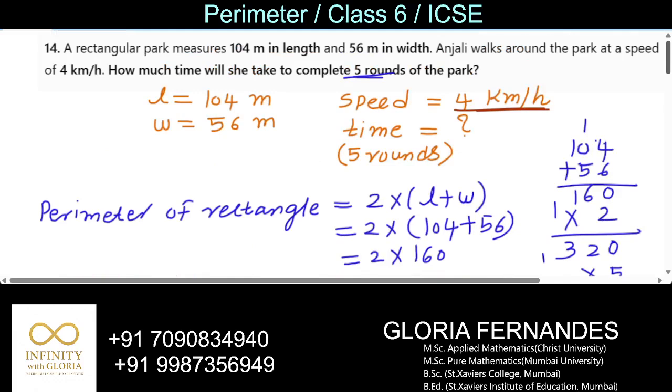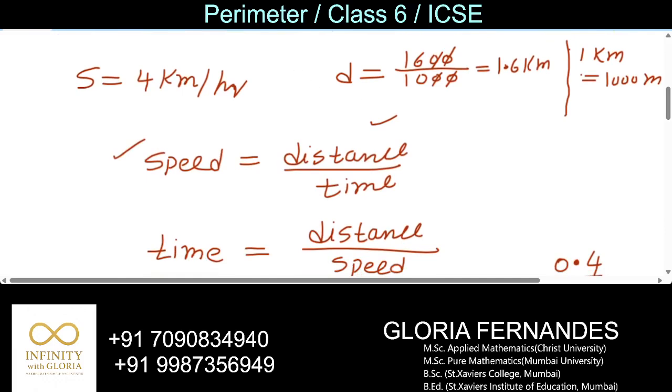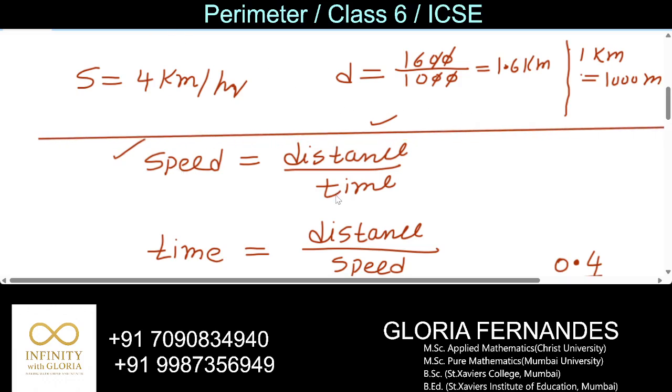We substitute the value. We get the perimeter as 320. But now Anjali is taking how many rounds? 5 rounds. So we have to find out the total distance. So distance is how much? 5 times 320, which is equal to 1600 meter. Now speed is given in terms of kilometer per hour, and distance we have got in terms of meter. So let's convert that first into kilometer, which makes 1.6. And then we use the formula which we have used in our previous chapter, right? Speed is equal to distance upon time.